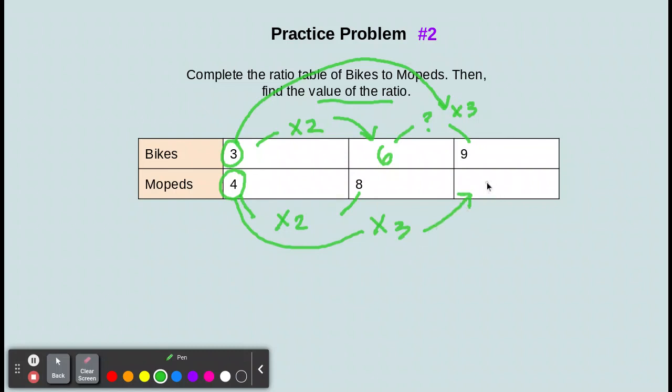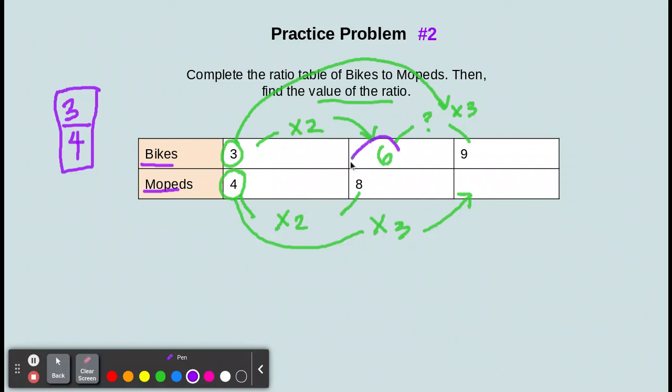Now if we want to find the value of the ratio, what do we do? We put the first number on top, second number on bottom, right? So the value of our ratio is 3/4. We can't simplify that anymore.